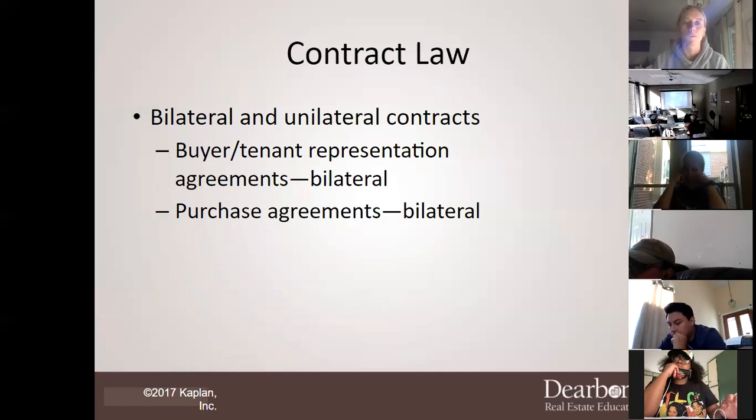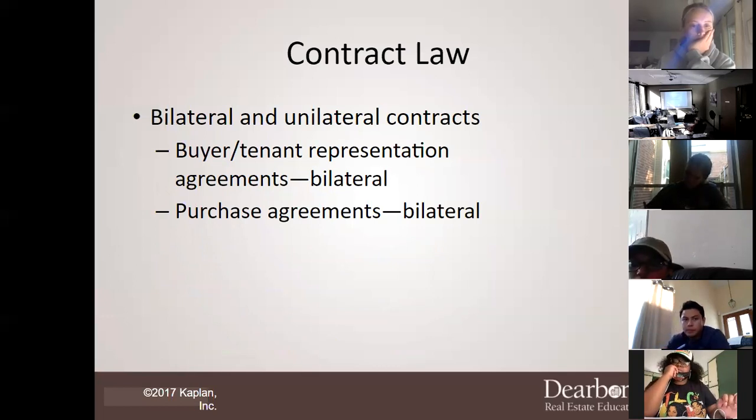Bilateral and unilateral contracts. Buyer and tenant representation agreements are bilateral. A purchase agreement is also bilateral. Number two.